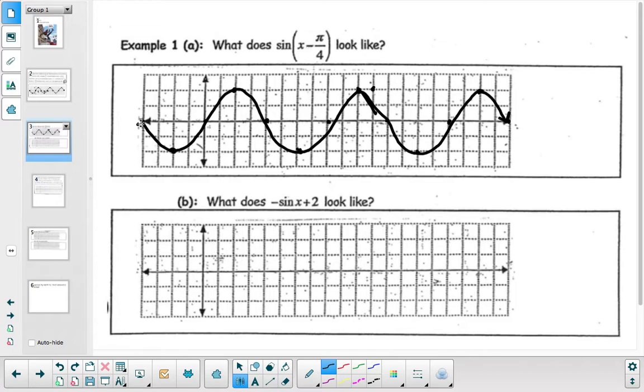Careful, these can get away from you, like mine was starting to right there. If you are shifting to the right pi over 4, pi over 4 for me is 1 unit along the x-axis, so I just have to move everything 1 unit to the right.